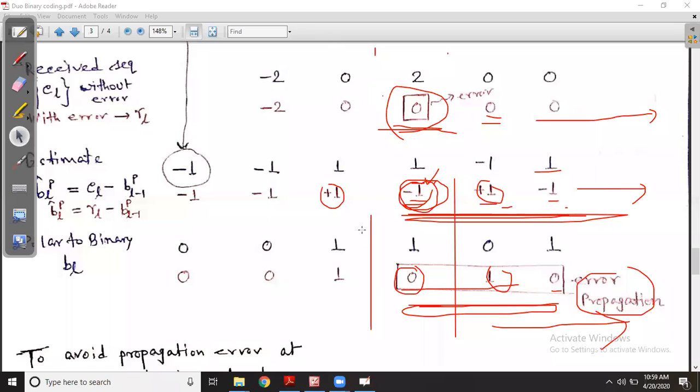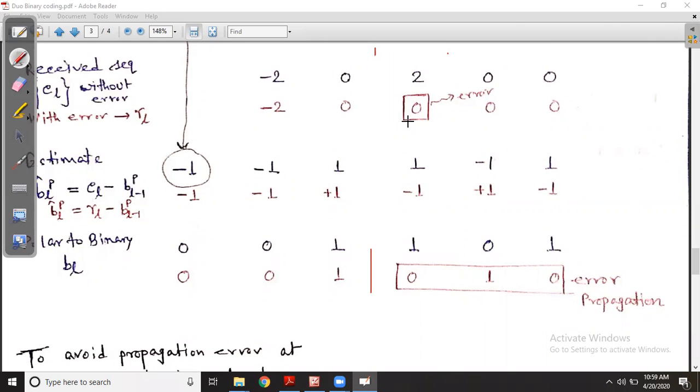And this error will propagate in the case of the duo binary block, or duo binary signal. But what can we change here to prevent the error within a single bit only? We are not interested to allow it to propagate. We are interested to fix the error in a particular bit. If suppose this is in error, only there will be some error. Error should not propagate. So that will be our target now.